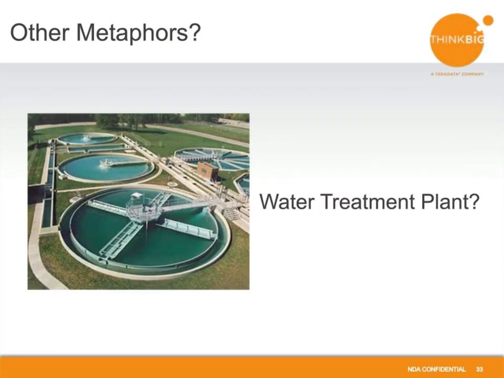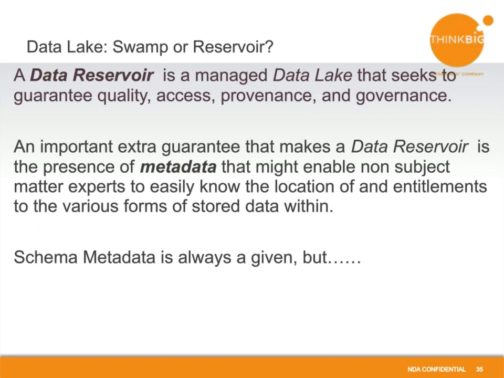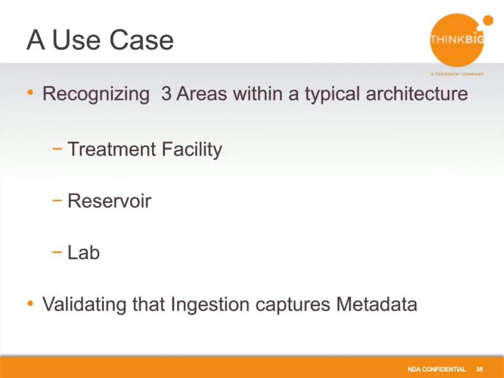So a water treatment plant is what we're going to build on. We want to go from, do we want to have a swamp or a reservoir? And we want to have a reservoir. A swamp is where the cup of water went in there. We have no idea where it went to. So metadata is the key aspect. Schema metadata is always a given. You have to have the very minimum so you know exactly how this data is going to map out. But really, what we want to talk about is way more types of metadata and how we would use it. So there's three areas in this. We have what we want to call a treatment facility, a reservoir, and a lab.